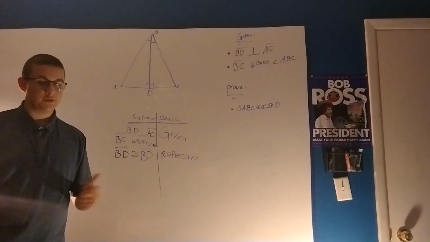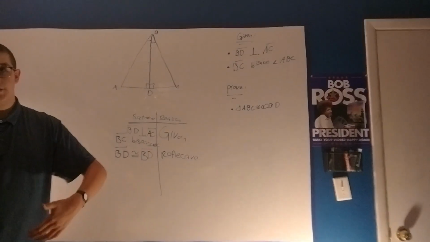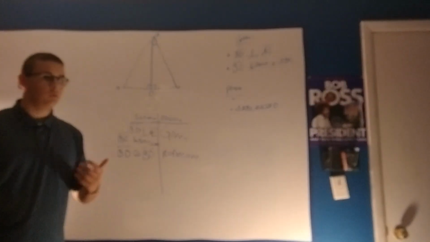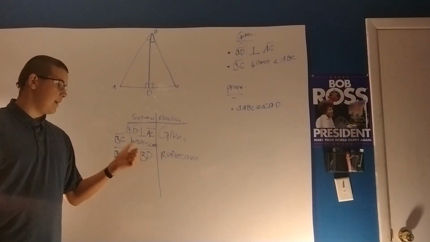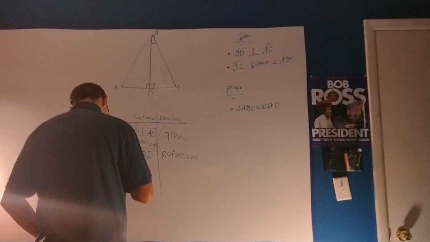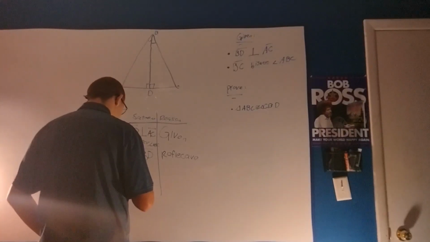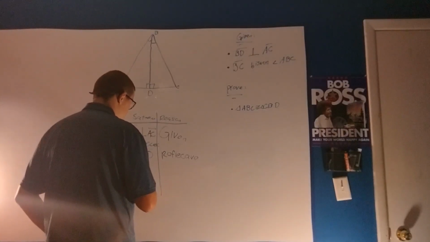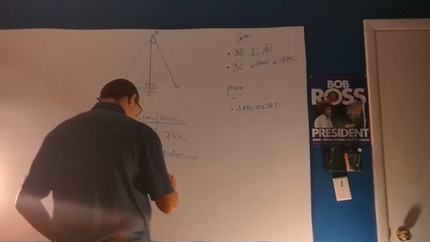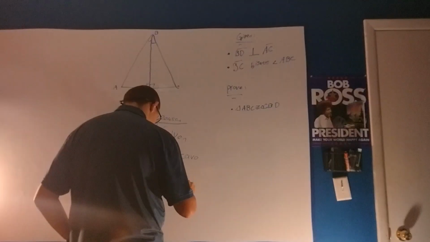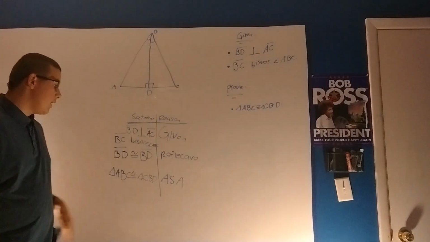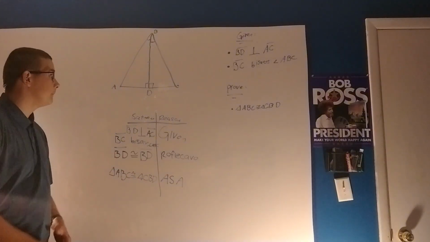And now we have our three things we need. We have two angles and a side. But the reason this is an angle-angle side is because the side is between our two angles. So we have angle, side, angle. And we can say that triangle ABC is congruent to triangle CBD because of angle, side, angle, ASA, like that. And we've proved it again.